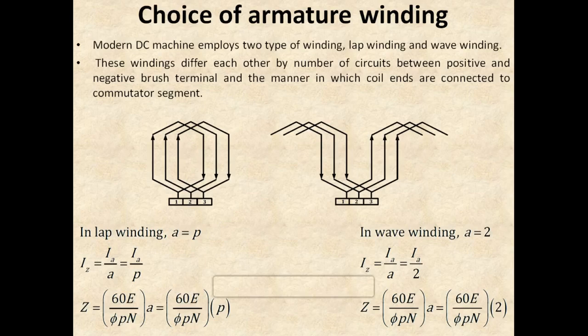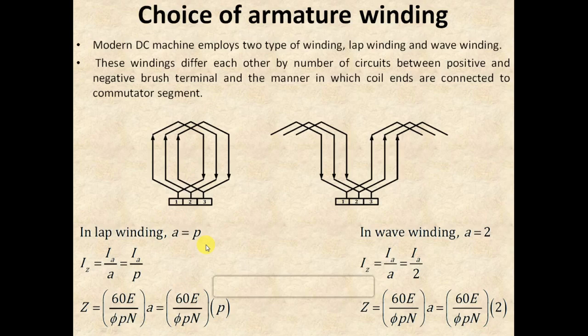As you have studied in your previous semester's electrical machines course, in a DC machine there are two types of armature winding. One is lap winding and the other one is wave winding. Both lap winding and wave winding differ in the way by which the coil ends are connected to the commutator segment and by the number of parallel paths or the circuits which is existing between the positive and negative brush terminals. The diagrams of both lap winding and wave winding are depicted here.